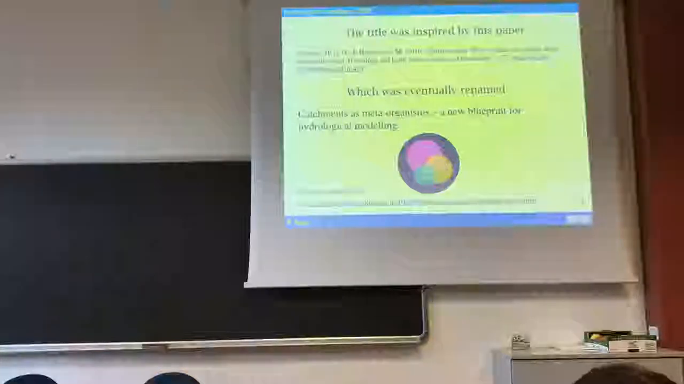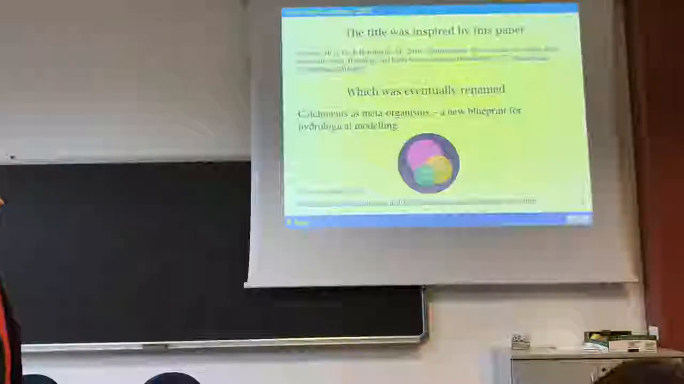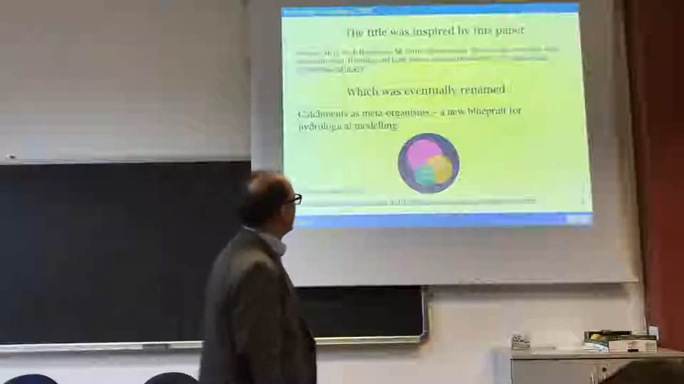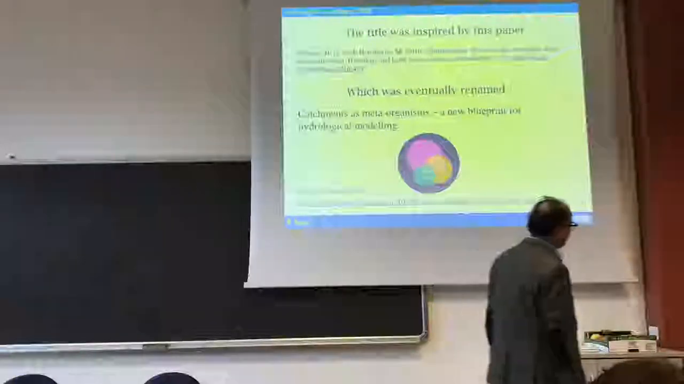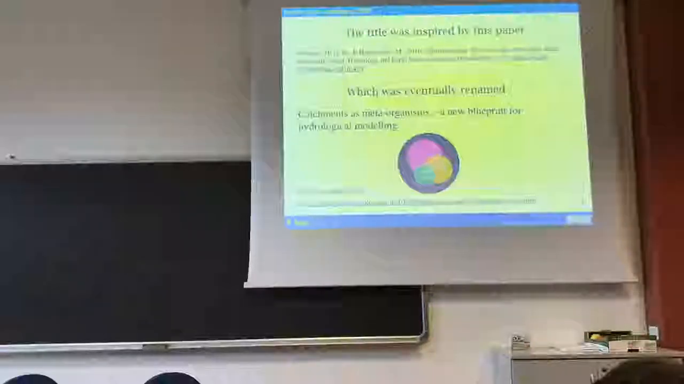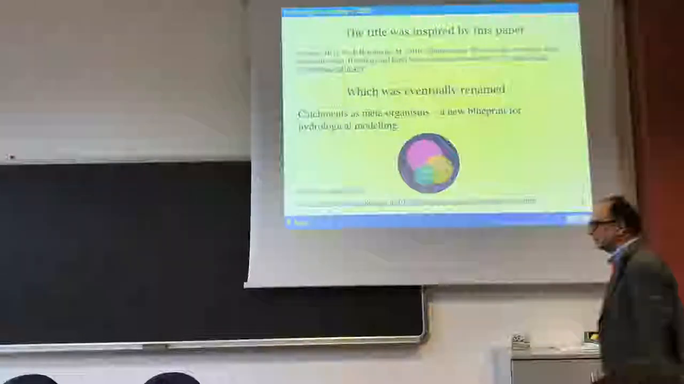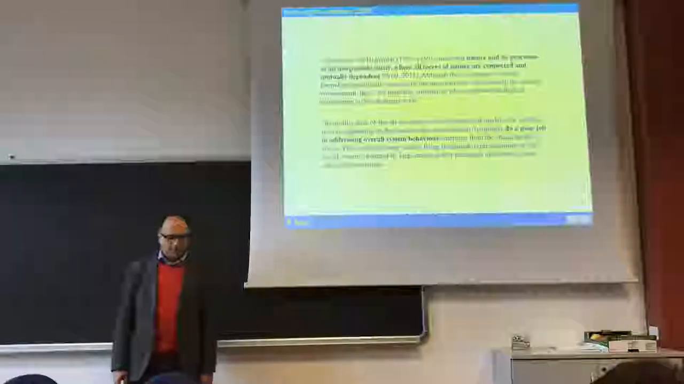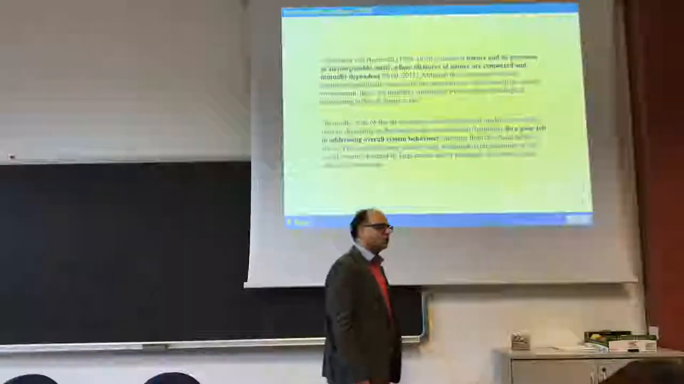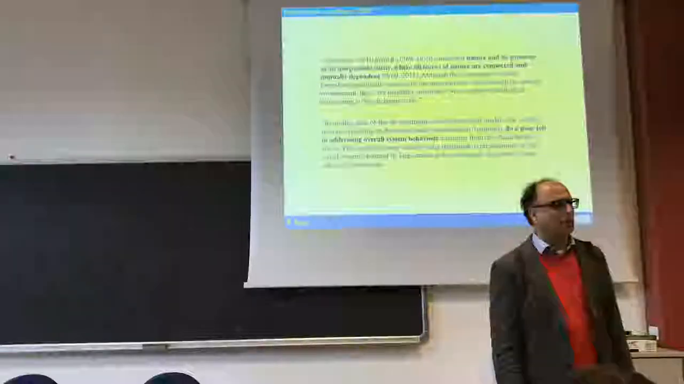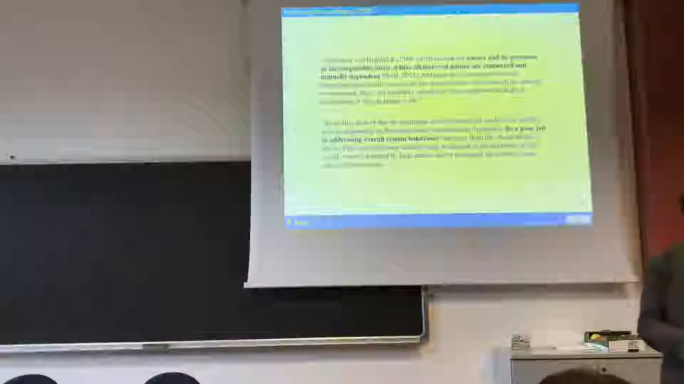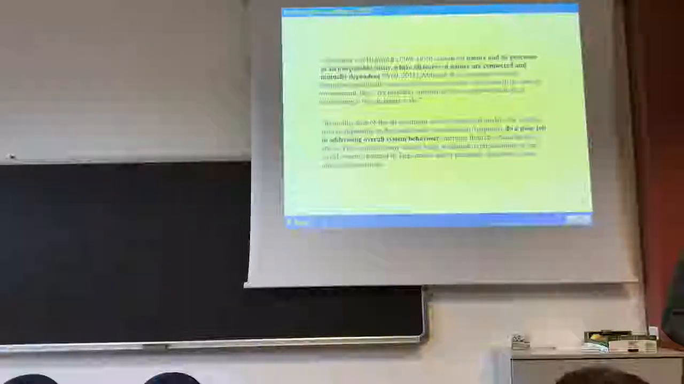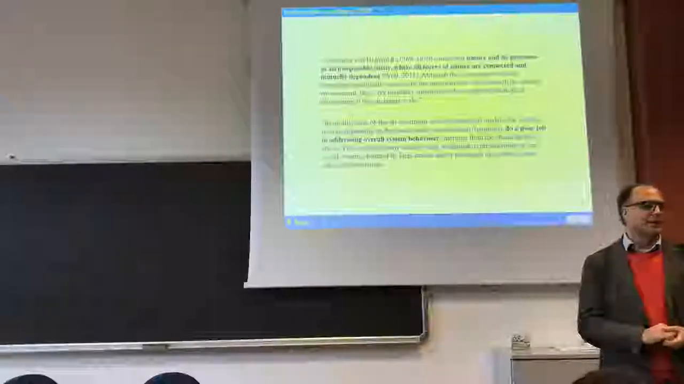There was a paper that has a quite challenging title. The original title was "How to Make Our Model Physically Based." Then, after revision, it was finally published as "Catchment as Meta-Organism: A New Blueprint for Hydrological Models." What these two authors were saying is that when we approach the modeling of the environment it is so complex, but this complexity cannot be disentangled. Meaning that 1 + 1 doesn't make 2.